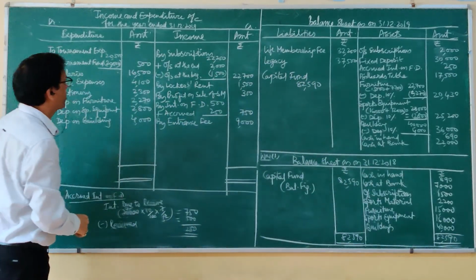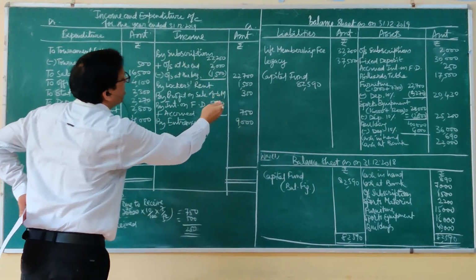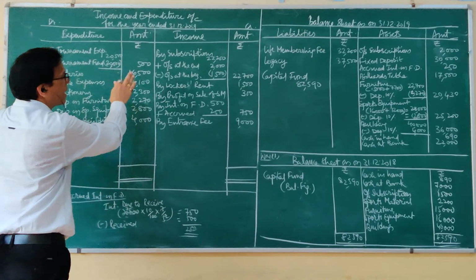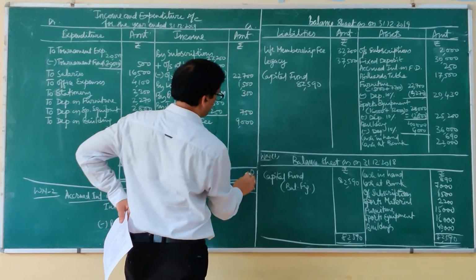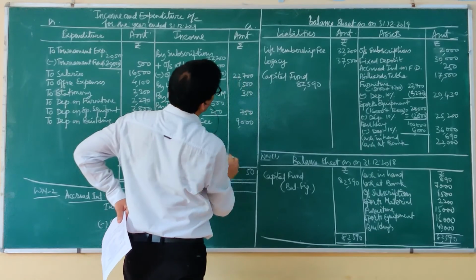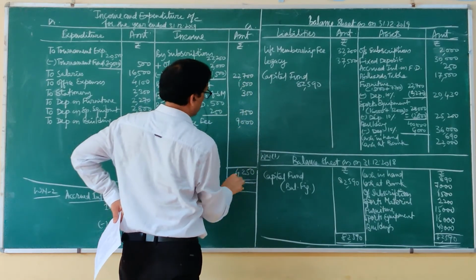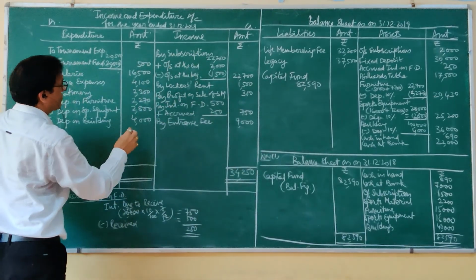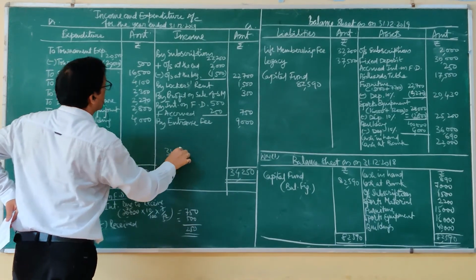Now, calculate surplus or deficit. So here in this question, this side is shorter. So we take the total of this side, and this total we take here. Let us calculate it roughly.